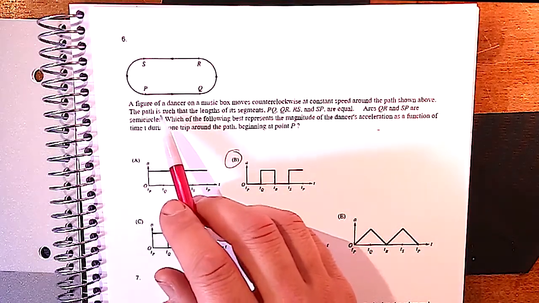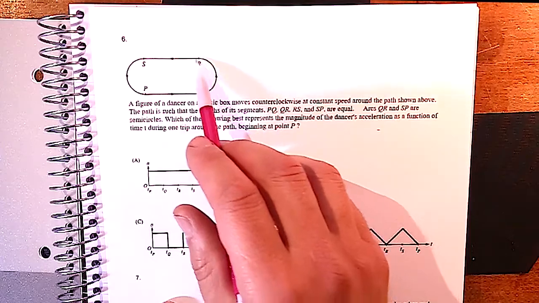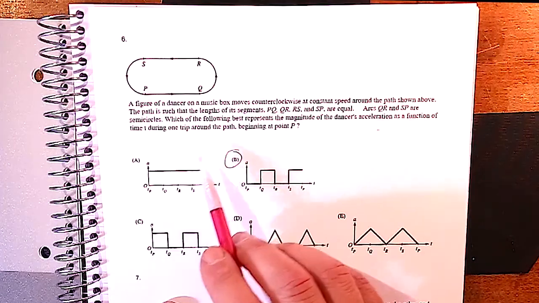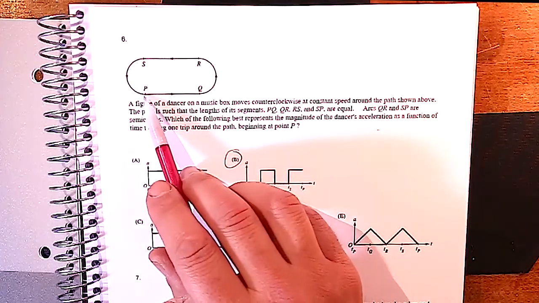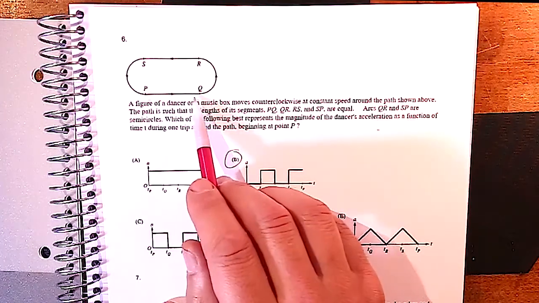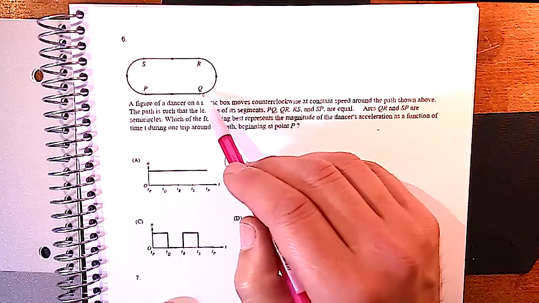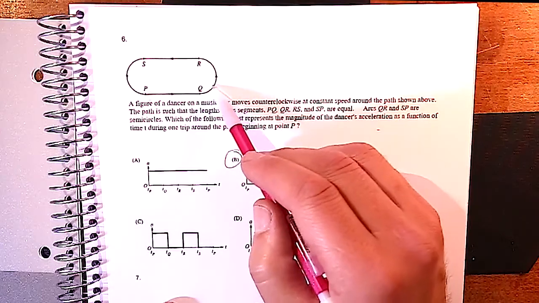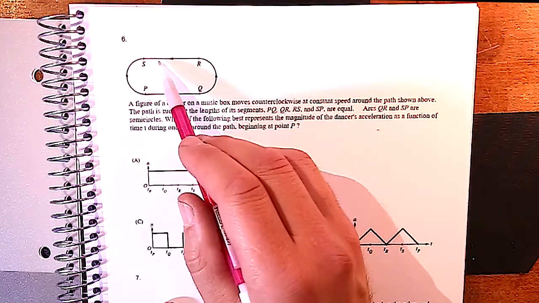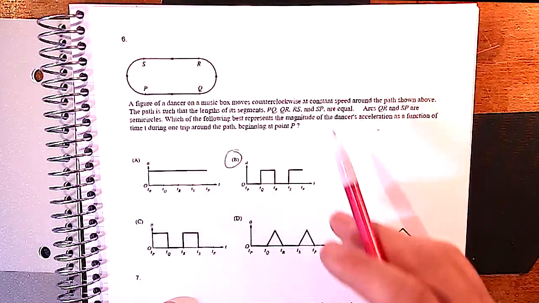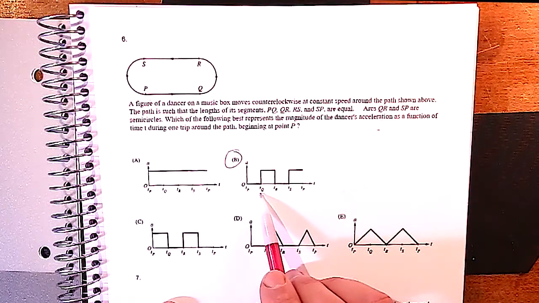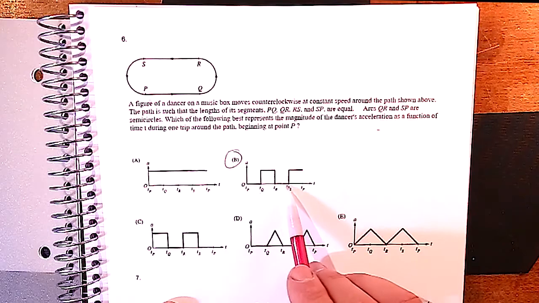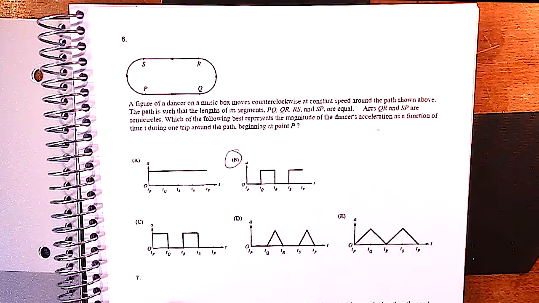In this one, we have a little dancer that's moving around in this path here. The speed's constant, and they want to know what the graph looks like for acceleration. Well, from P to Q, it's a constant speed in a straight line, so there's no acceleration. As it goes from Q to R, it's changing direction at a constant speed, so it's constantly accelerating. Again, no acceleration here, and then acceleration around the curve from S to P. So from P to Q, nothing. From Q to R, constant centripetal acceleration, then 0 on the straightaway, then constant acceleration at the end.